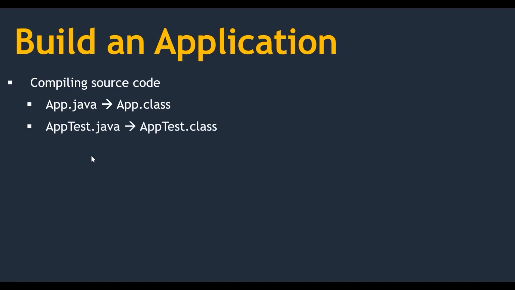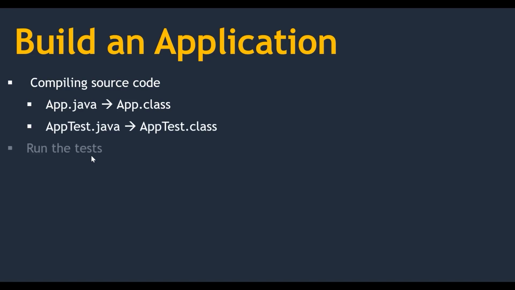Now to build any application, the first step is that we need to compile the source code. Compiling the source code is nothing but, in our case, the App.java file that we need to convert into App.class. Similarly, we have AppTest.java that we also should convert into AppTest.class. So this is how we need to compile the source code.